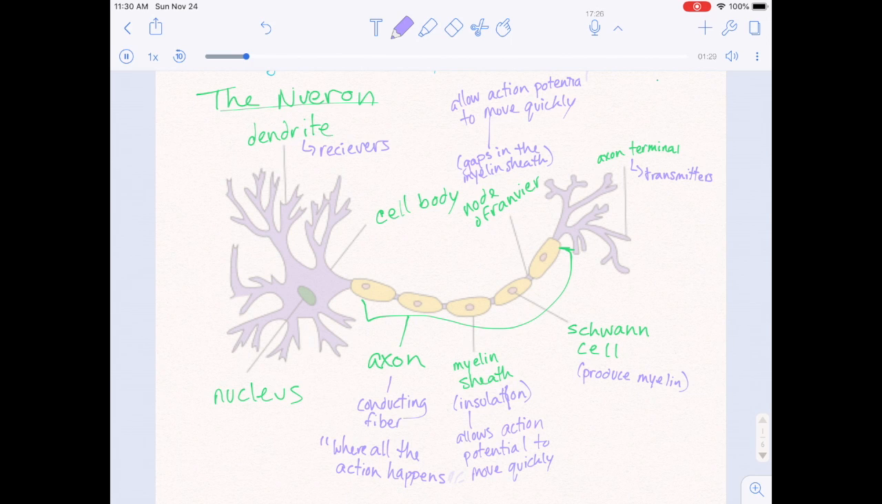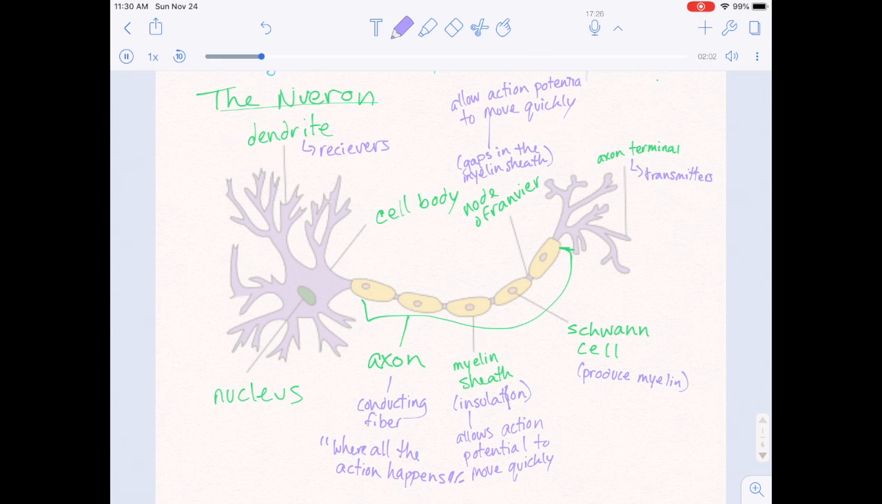So now we're going to talk about the different functions of the different parts of the neuron. The first part is the axon, and it is the conducting fiber. I like to say it's where all the action happens because that's where the action potential travels through the neuron for cell communication. Then we have the Schwann cell, which produces the myelin that forms the myelin sheath, which creates insulation around the axon and allows action potential to move quickly through the cell.